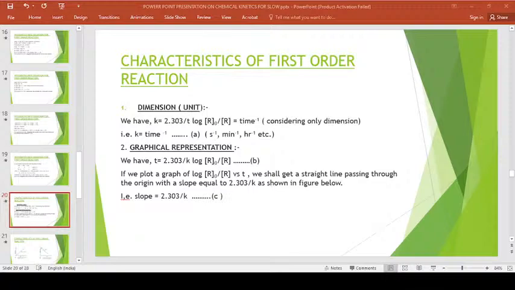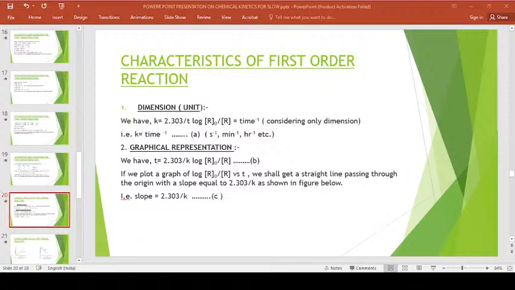And capital R is the gas constant, T is the absolute temperature, and A is a constant called the pre-exponential factor or frequency factor, which is characteristic of the reaction. Taking log of both sides, we have ln k equal to ln A minus Ea by RT.